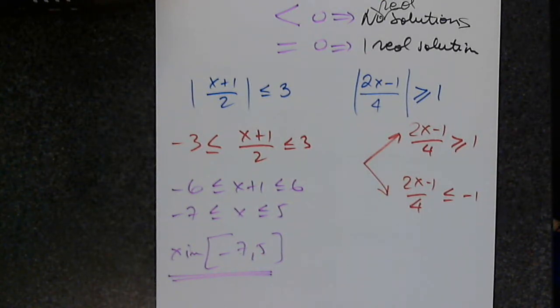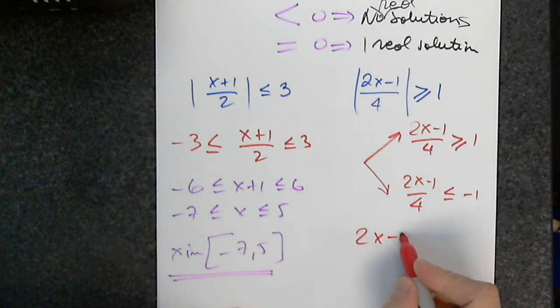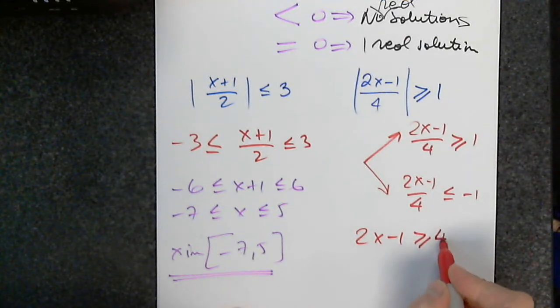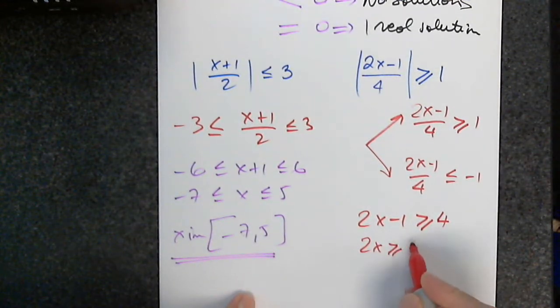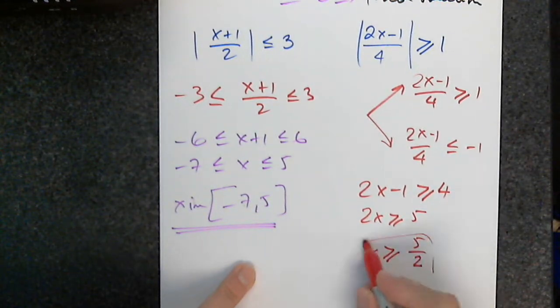Yes, that's the starting point. Very good. So then I have 2x minus 1 greater than or equal to 4, or 2x greater than or equal to 5, or x greater than or equal to 5 halves. That's one portion.